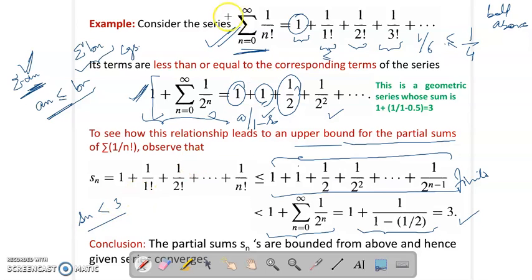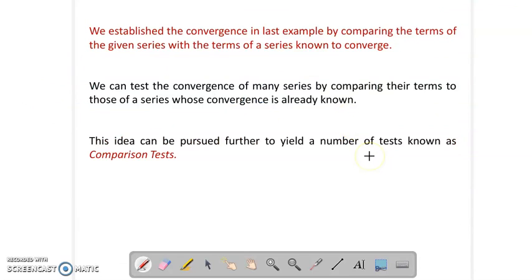So the partial sums of this series are bounded from above, and hence the given series converges, right? So we have concluded the convergence of this series by comparing it with the terms of the other series whose convergence is already known to us, right? So let's put all this in the form of a result.